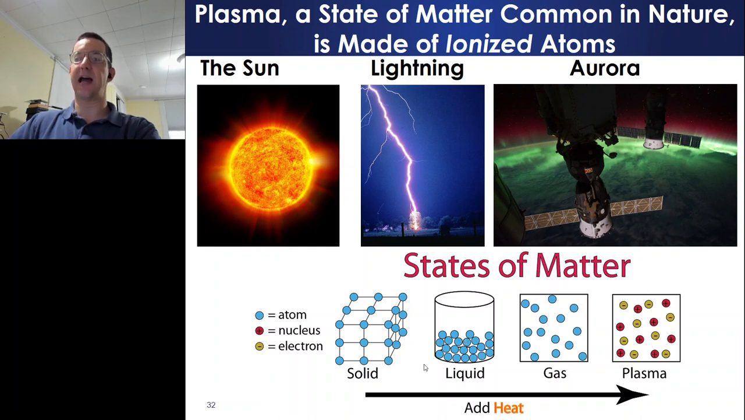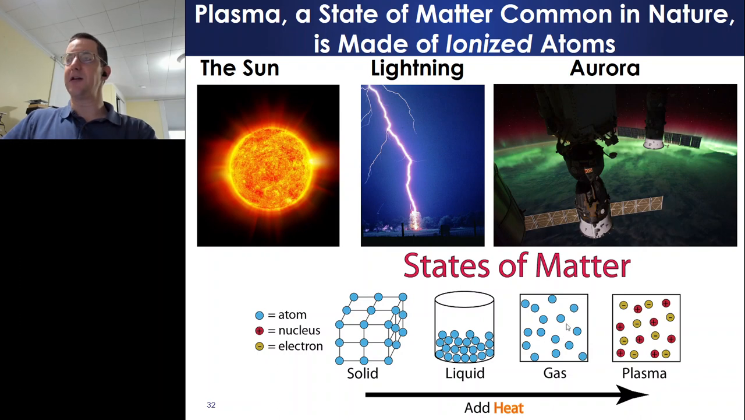As we continue to add heat or energy, the liquid boils into a gas. Now the individual atoms or molecules are not bound to one another. They have neither a defined shape nor a defined volume. The atoms are free to move independently. However, these atoms are still neutral. In other words, the electrons in the atoms are still bound to the nucleus.